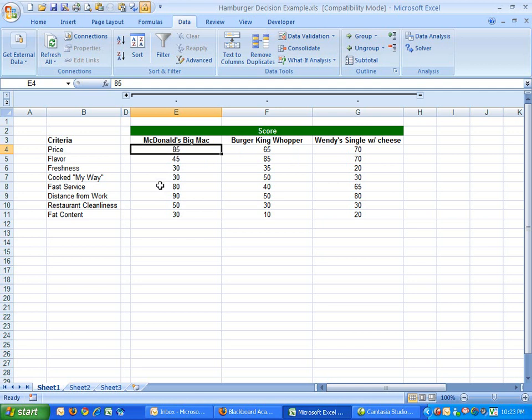On the flip side, let's see, fast service, what would be one? Fat content. Well, actually, that would be the same. I'm trying to think of one where a higher number is better.